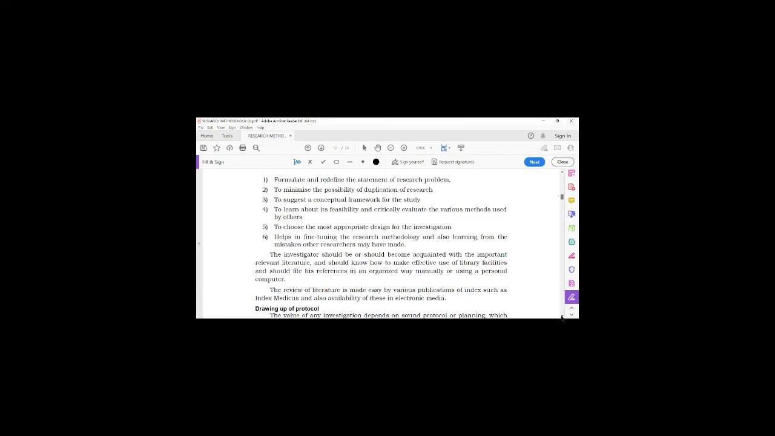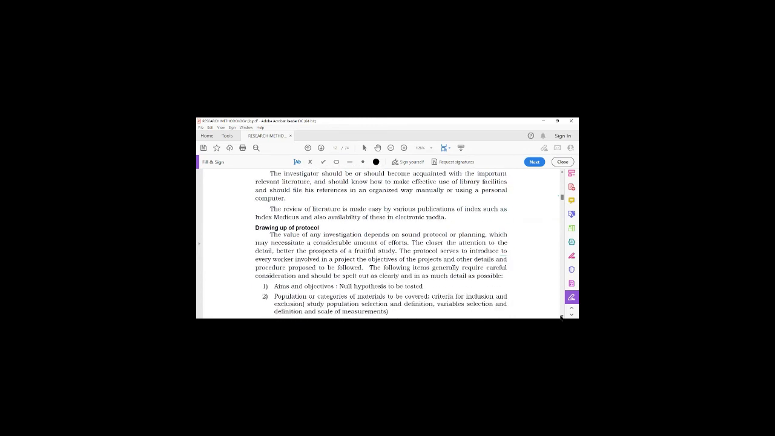And then you also draw up protocols. The value of any investigation depends on a sound protocol. So how do you make the system and the process, what type of protocol do you follow, what type of hypothesis do you make? Okay, what do you mean by a null hypothesis? Hypothesis means assumption. So I will say, okay, the problem might affect girls more as compared to boys. If this is my hypothesis and I am making a one-tailed hypothesis, I am assuming that girls will be affected more. So this is a one-tailed hypothesis.